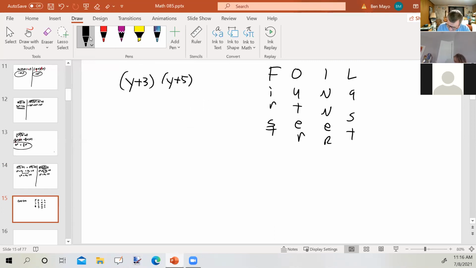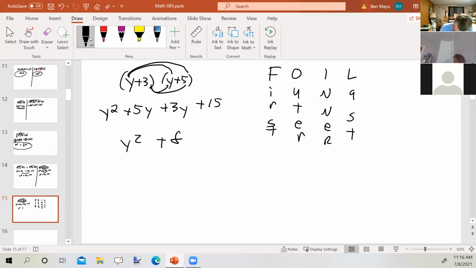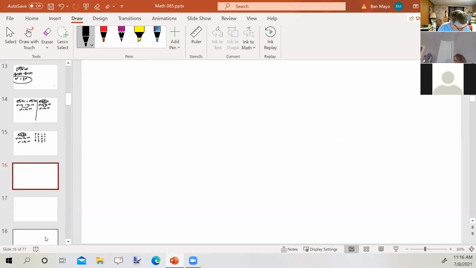So how are we getting that? Okay, so we're going to take the first times the first. Then we're going to do the outer two. Then we're going to do the inner two. And then the last times the last. Okay, so that's why they call it FOIL, just to kind of remind you what to do. First, outer, inner, last. Again, any questions about that process? Okay, let's look at a bunch more examples.